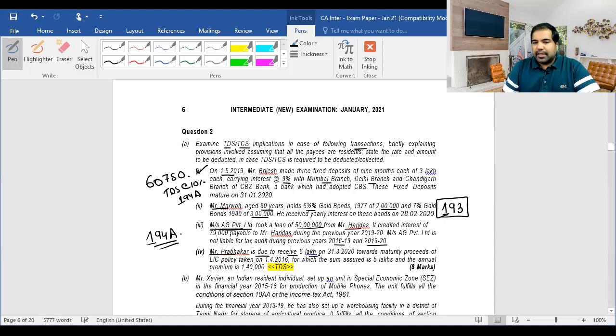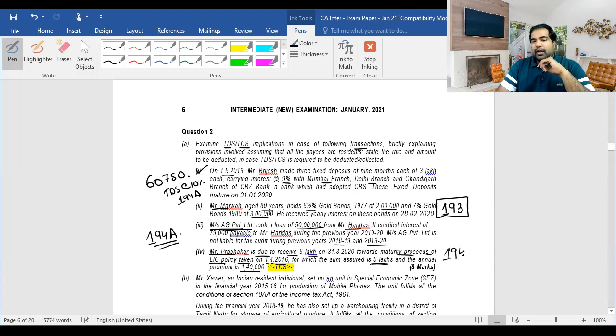And Mr. Prabhakar is due to receive 6 lakh towards maturity proceeds of LIC policy taken on 1st April 2016, for which the sum assured is 5 lakh and the annual premium is 1,40,000. First up, the policy is taken after 1st of April 2012. The limit is 10% of the sum assured. Here the premium should be maximum 50,000, but they paid 1,40,000. It's a high premium, so hence taxable.